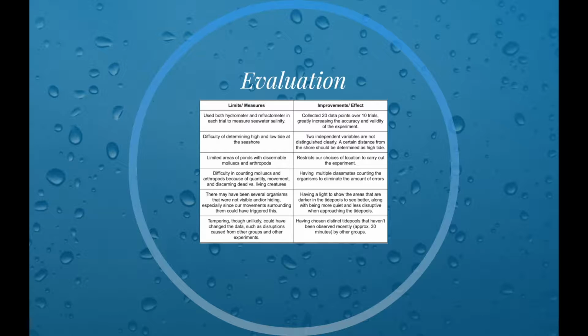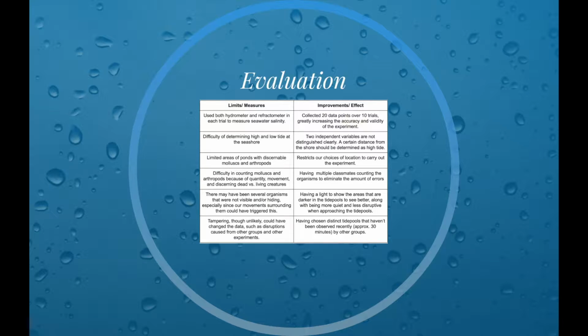Limited areas of ponds with discernible mollusks and arthropods. This restricts our choices of location to carry out the experiment. Difficulty in counting mollusks and arthropods because of quantity, movement, and discerning dead versus living creatures. A solution is having multiple classmates counting the organisms to reduce the amount of errors.